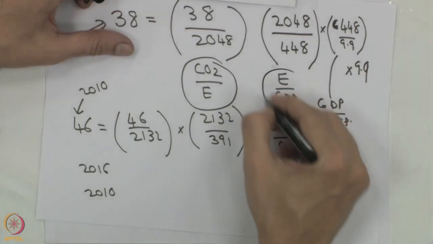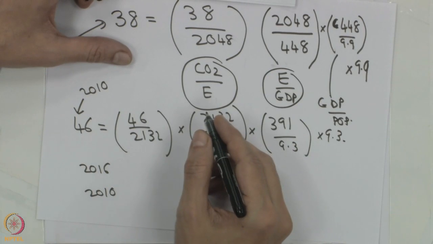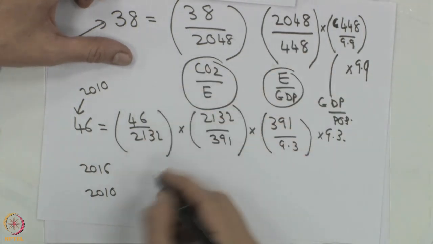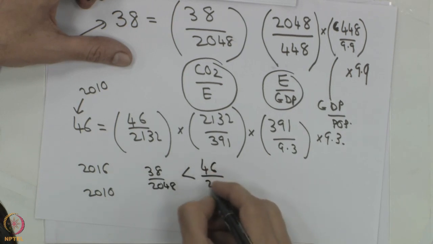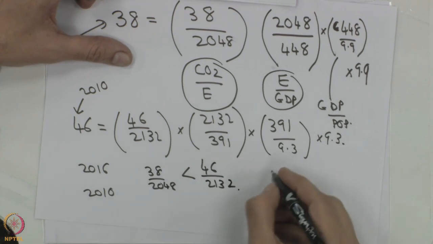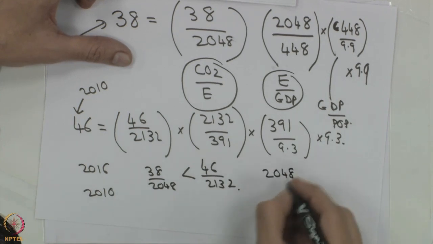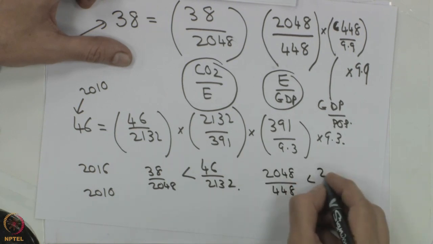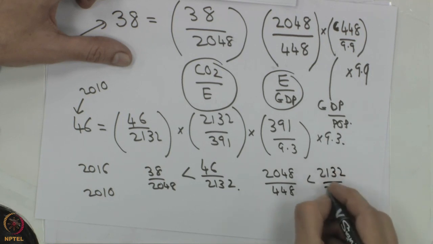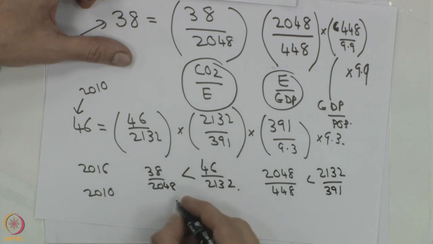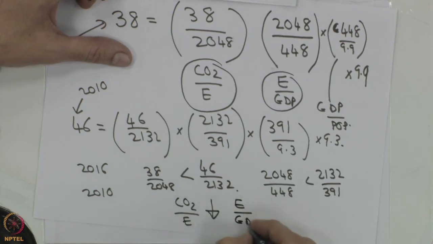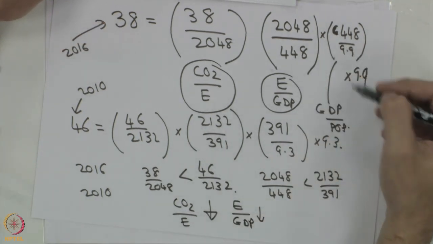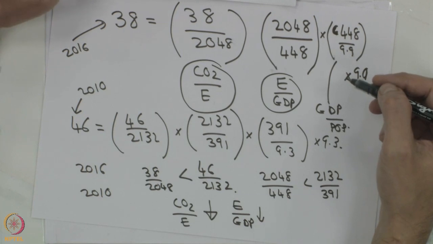So that means both these numbers, when you say 38 by 2048, has decreased. 38 by 2048 is less than 46 by 2132, this is decreased. And similarly, 2048 by 448 is less than 2132 by 391. So both the carbon intensity, CO2 per unit of energy, has decreased, as well as energy per unit of GDP has decreased. So even though the GDP increased and the population increased, overall the total CO2 emissions has decreased. So this is the situation for Sweden.